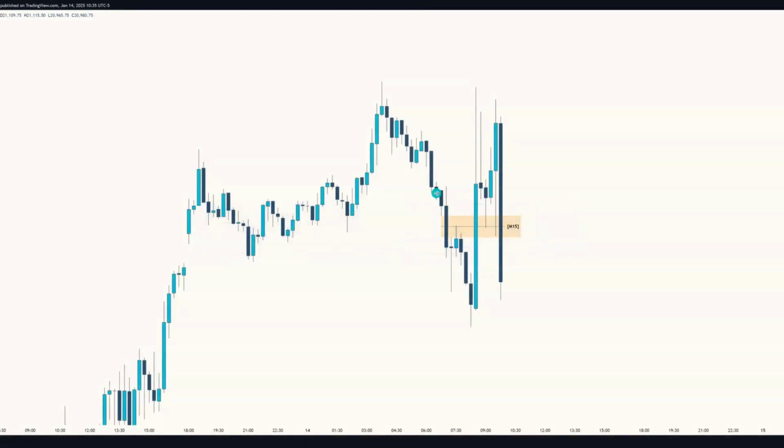Here's the first example. This was a 15-minute inverse fair value gap. See how we traded above it and came down. Notice how in the beginning we were supporting the upper portion of this inverse fair value gap. That's what I'm looking for in my trades.